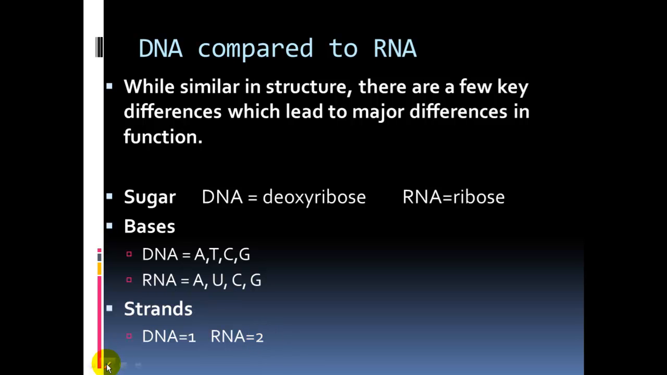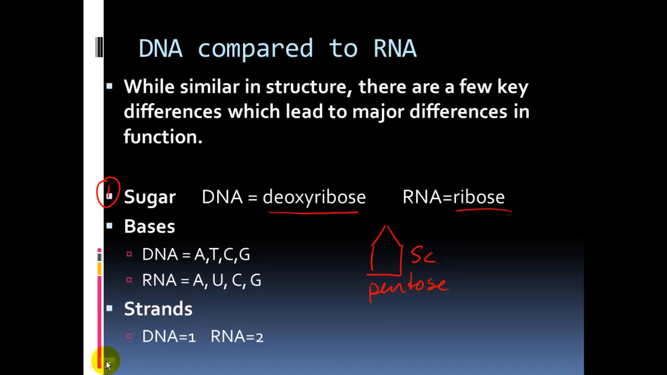So the three key differences are, first, the sugar. In DNA, it is deoxyribose, hence the name DNA. In RNA, it is the sugar ribose. But remember, the sugars look exactly the same, and they are both referred to as pentose sugars. They are both 5-carbon sugars, so they have the little house shape.